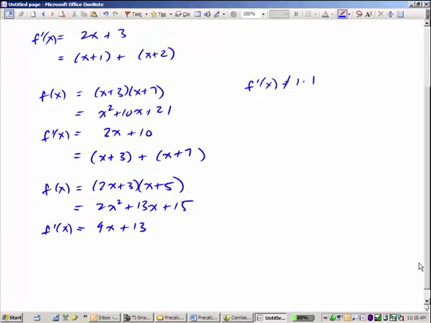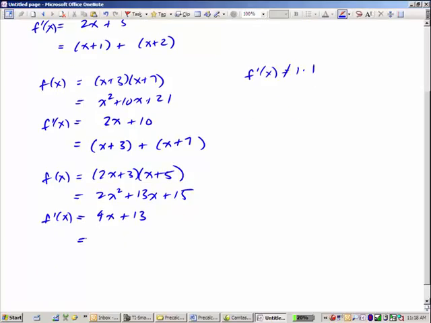Now, you would have told me, without looking at the derivative, that you would have thought that the derivative could be written as 2x plus 3 plus x plus 5, right? Didn't someone say 7? Someone said 7. You made me think it.